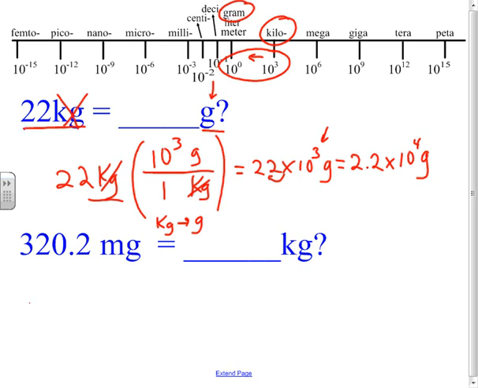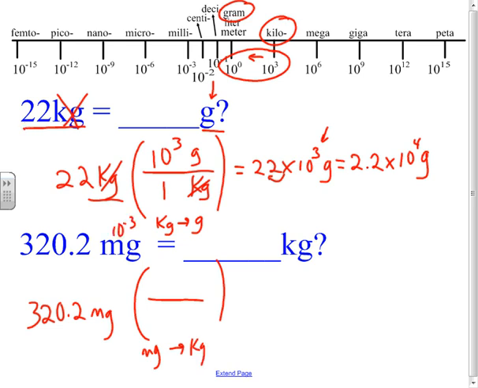Next one, if we have 320.2 milligrams and we want to convert milligrams into kilograms. A milligram by definition is 10 to the minus third grams. A kilogram by definition is 10 to the positive third grams. So we have to go from a negative 3 to a positive 3. That's going to be 10 to the sixth.